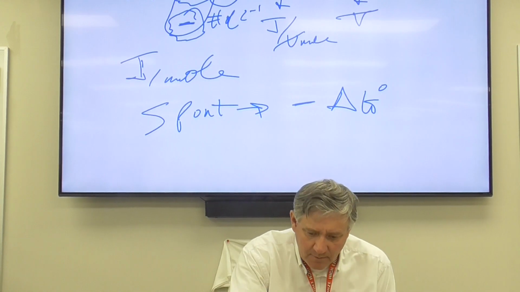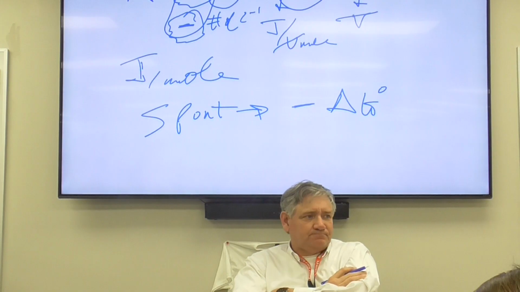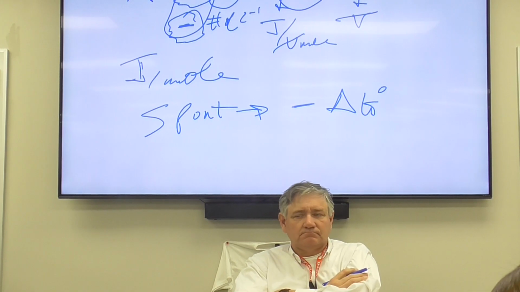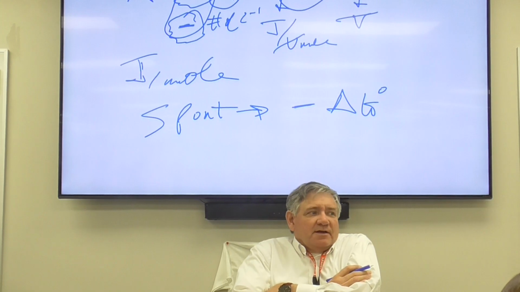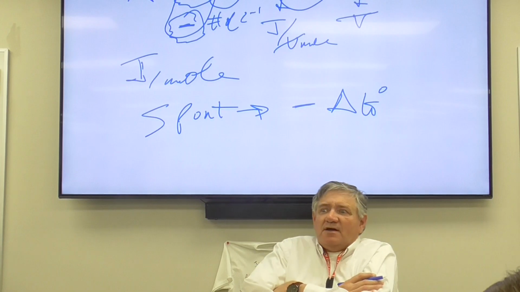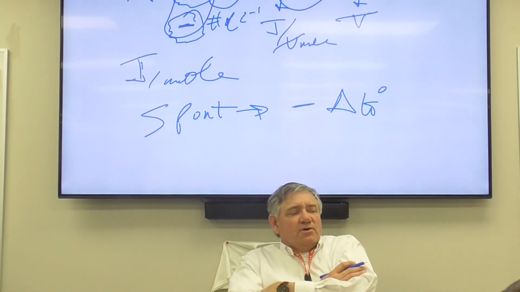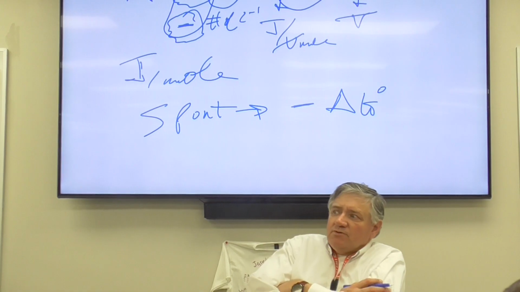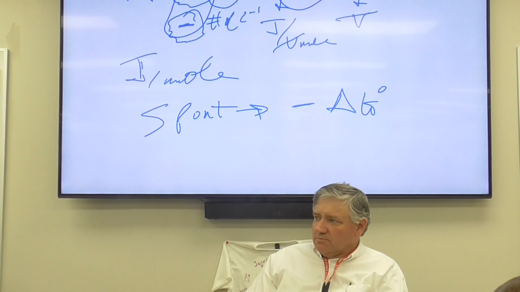Now, what if your E naught value is 0? It's 0. Guess what? You're not going to have any free energy because of the fact that there's no voltage. Okay? The electrons are not going to move. You don't have anything available to you. You don't have any free energy available to this.